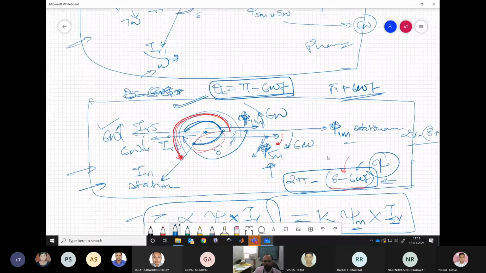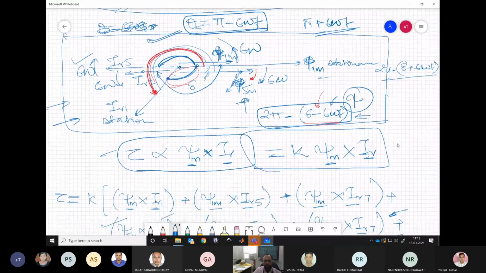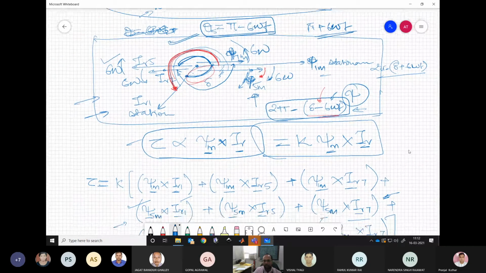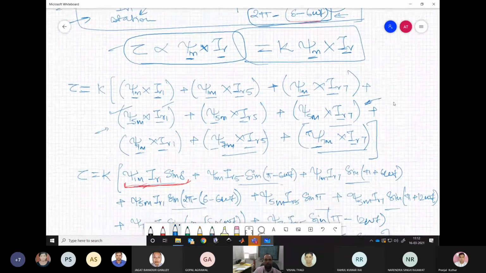Then we saw that if we are in this synchronous reference frame, which means our fundamental components are stationary, how the other components are changing their value, I mean the synchronous speed. So for that, we have tried to come up with the torque expression, the harmonic torque expression.